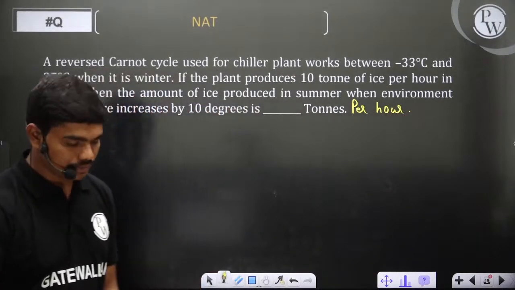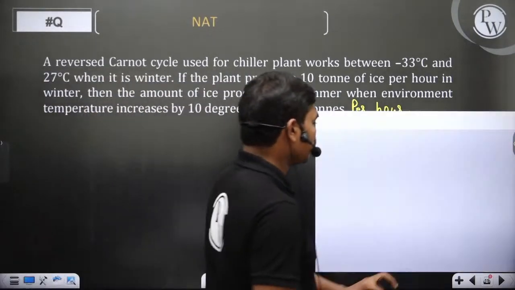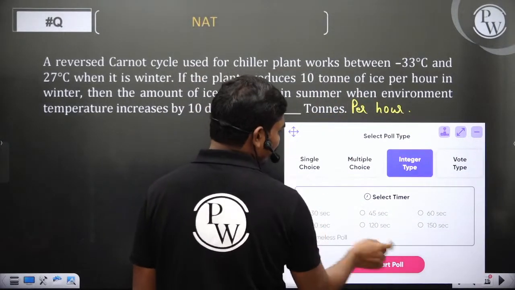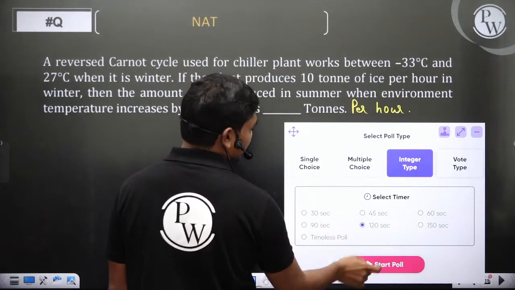Come on, do this question. Quick, I'll connect a poll maybe. So integer type, whatever the answer you get, enter the nearest integer. I'm giving you some time of 120 seconds. Come on, do.